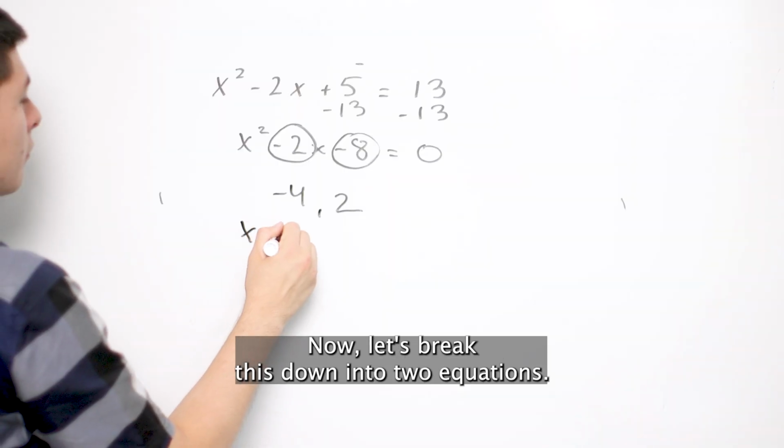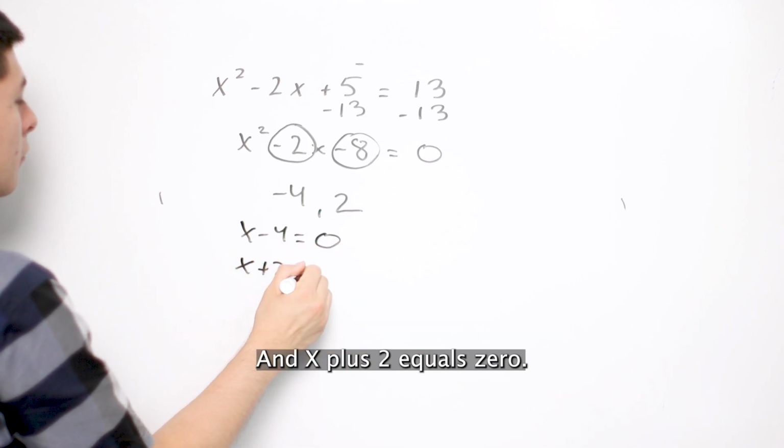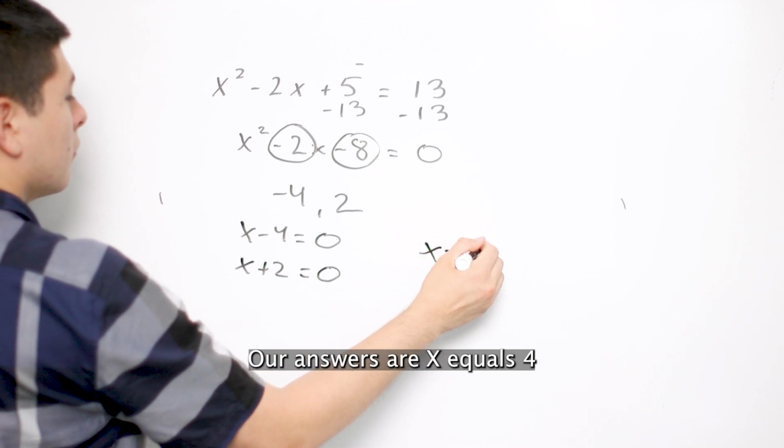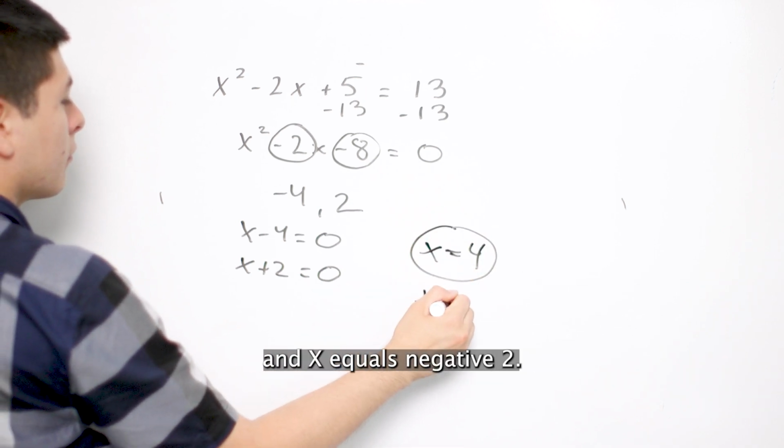Now let's break this down into two equations. x minus 4 equals 0 and x plus 2 equals 0. Our answers are x equals 4 and x equals -2.